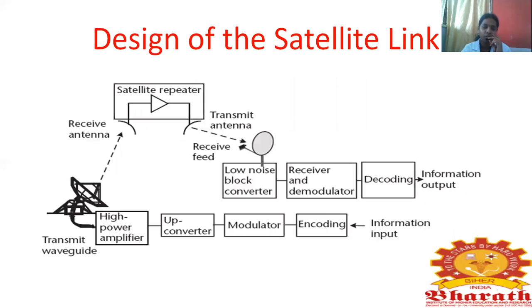Okay, so the diagram that you can check here, the information input is being encoded. Any encoding can be done. To be clear, now I'll tell you what the information input will be. The information input is going to be a signal, an analog signal, and that signal will be encoded. After encoding, you are going to modulate the signal.